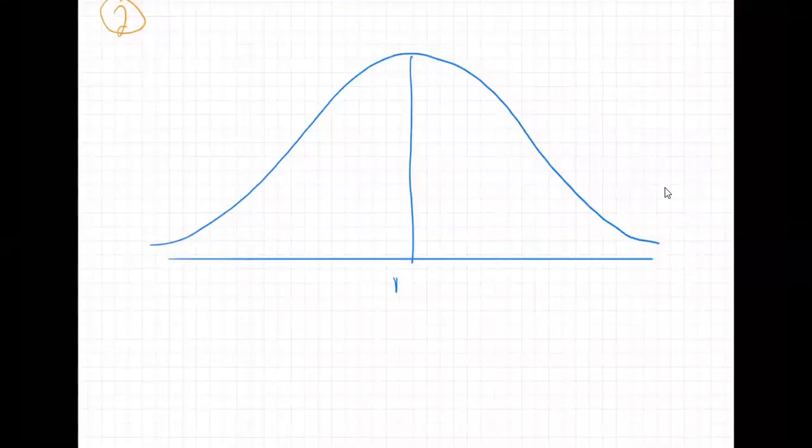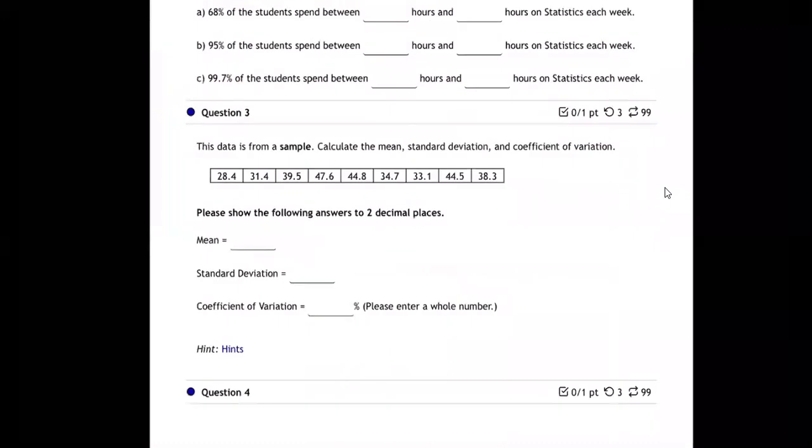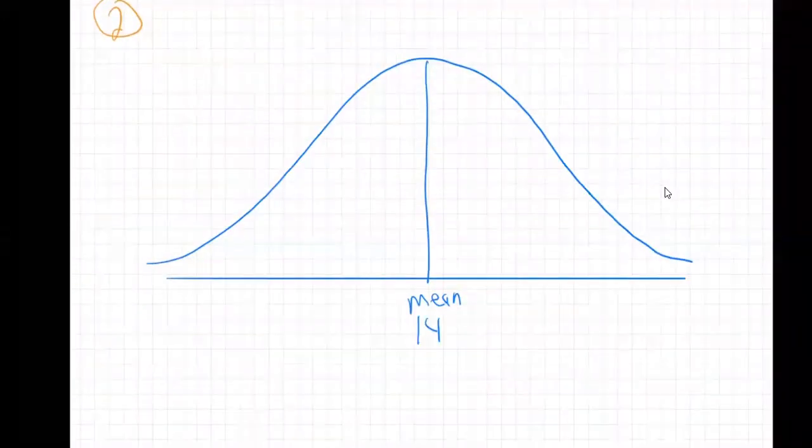which they told me what that was, right? On question 2, it says mean of 14 hours. So let's come on down. That means the average student in the statistics class is spending 14 hours a week studying for the class. Now, not everybody is completely average, are they? Not everybody does exactly the average thing. Some people do more and some do less.